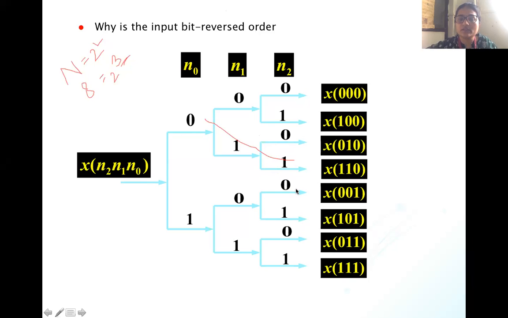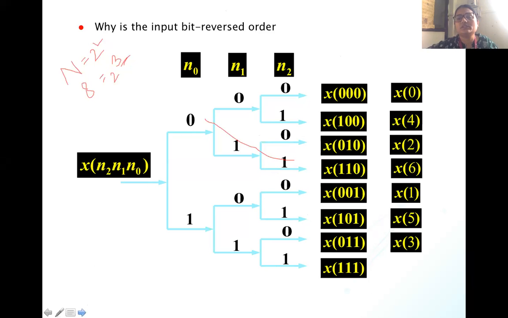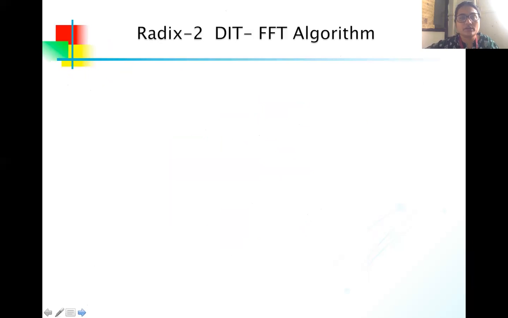Because of this division, the order of the input which we are applying for the DIT algorithm is changing, right? Now, see, this is the order which is now being changed.